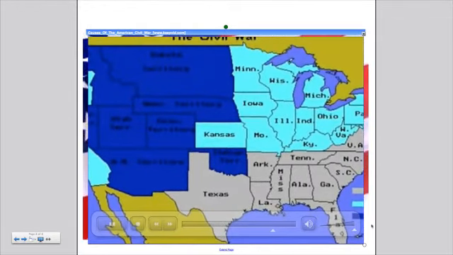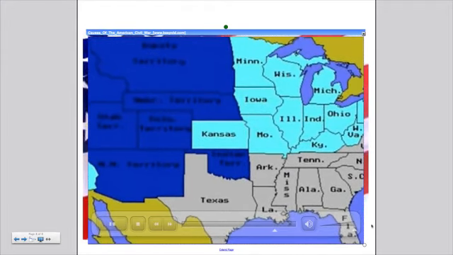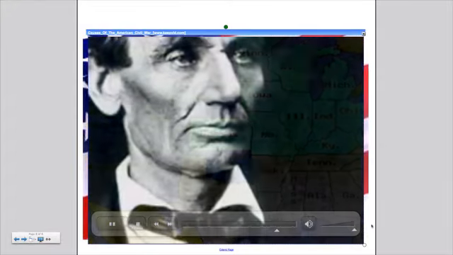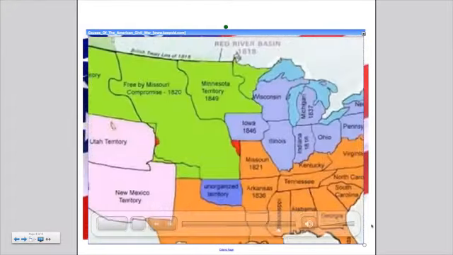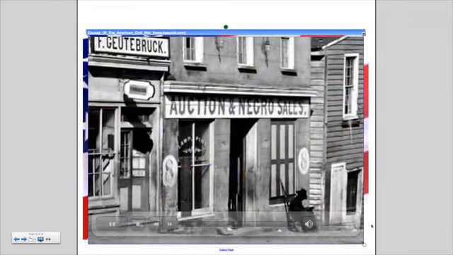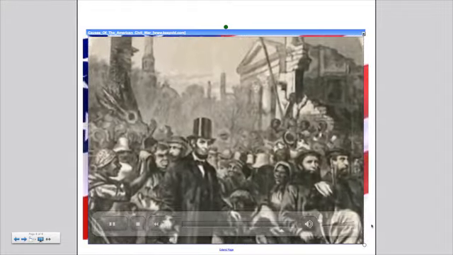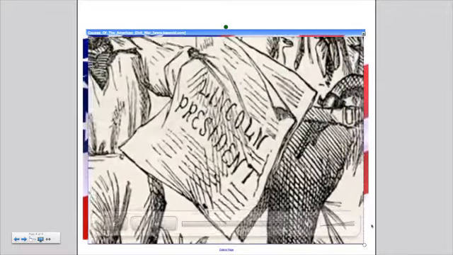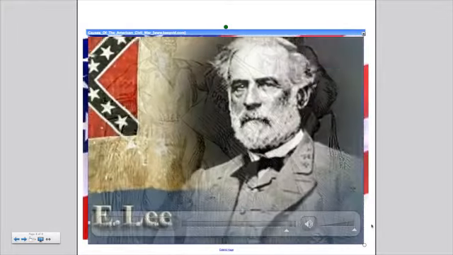After Fort Sumter, North Carolina, Arkansas, Virginia, and Tennessee left the Union. Many things, like political things, slavery things, expansion things, economic things, that took us to war.